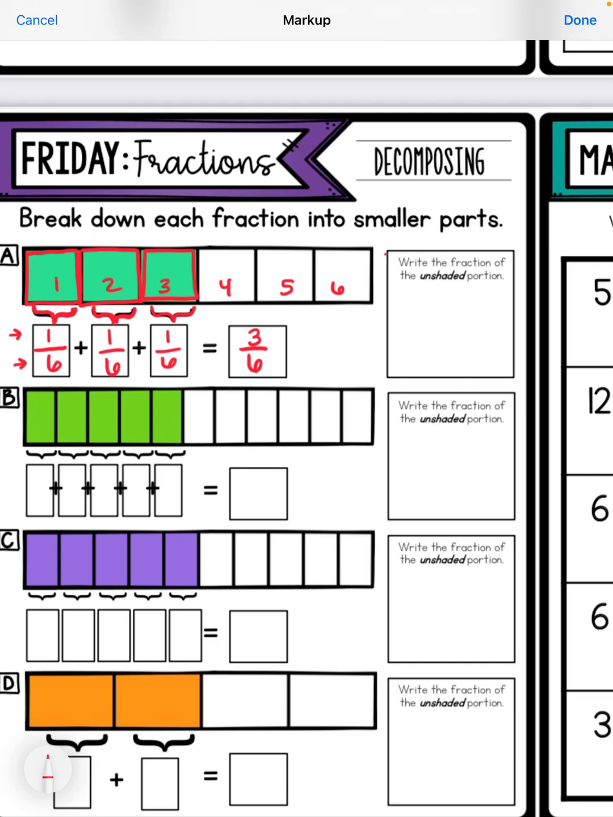Write the fraction of the unshaded portion, this question over here. Okay, so my total pieces is still the same. I still have 6 pieces total, but this time it wants to know how many are unshaded. So I'm going to count 1, 2, 3. 3 pieces out of 6 are unshaded.